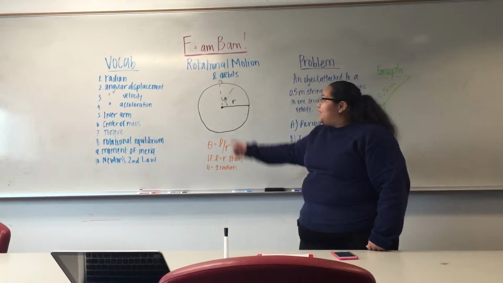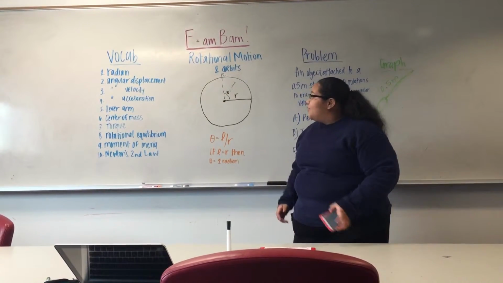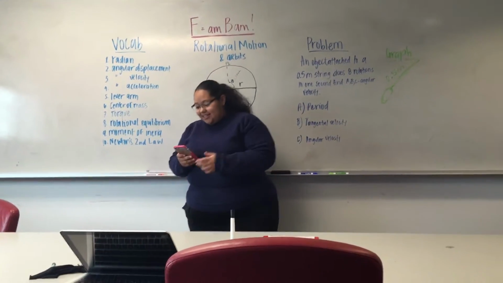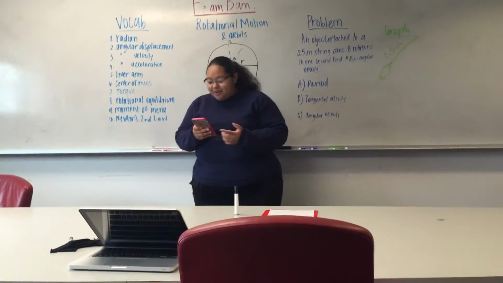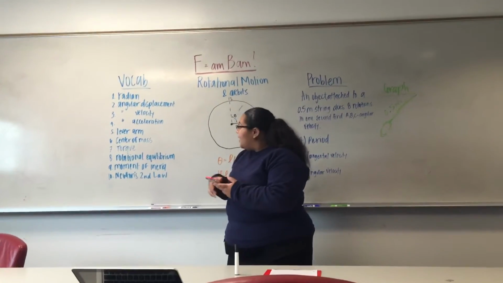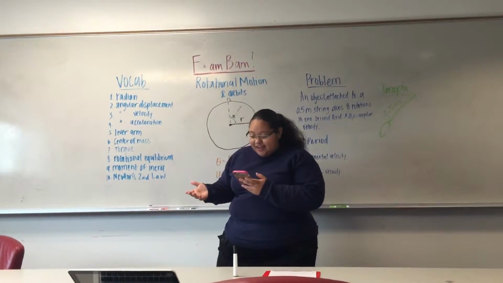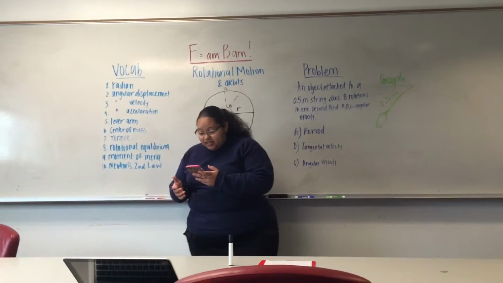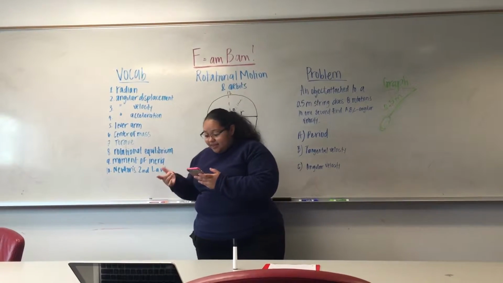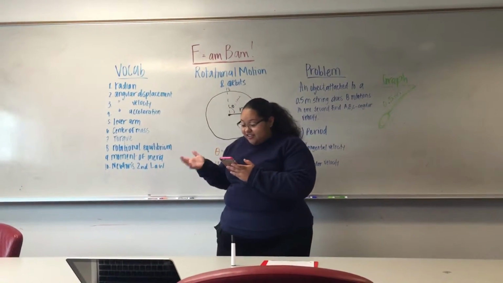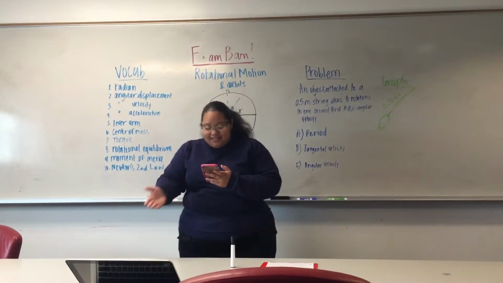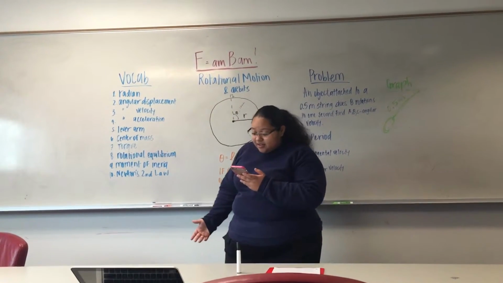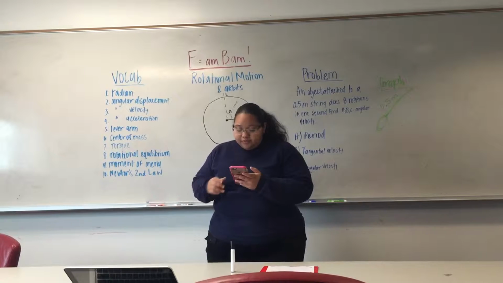Alright, important keywords, which is the vocabulary that you would need to know. Number 1, radian is the distance moved around a circle compared to a radius. Angular displacement, change in angle in the radius as the object rotates. Angular velocity, change in angular displacement divided by the change in time. Angular acceleration, change in angular velocity divided by time. Lever arm, usually the radius used to find torque.